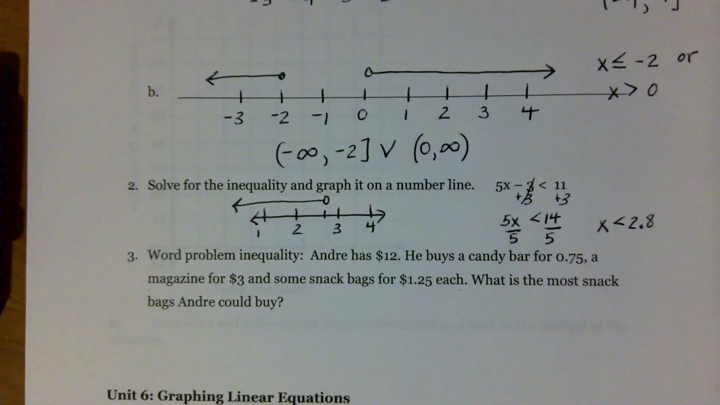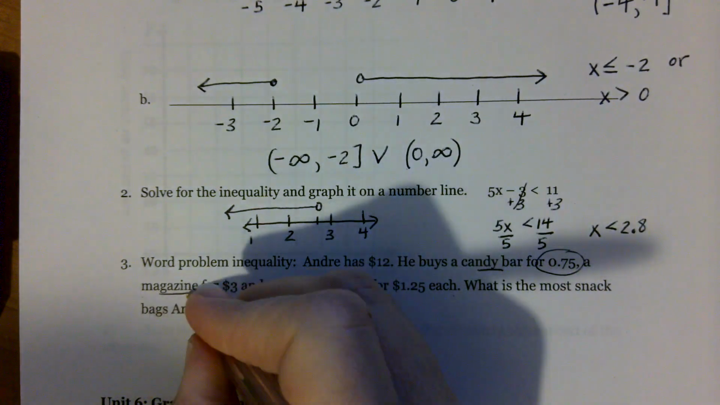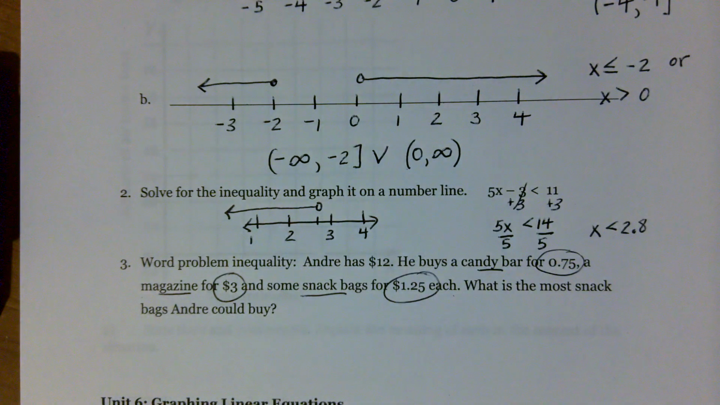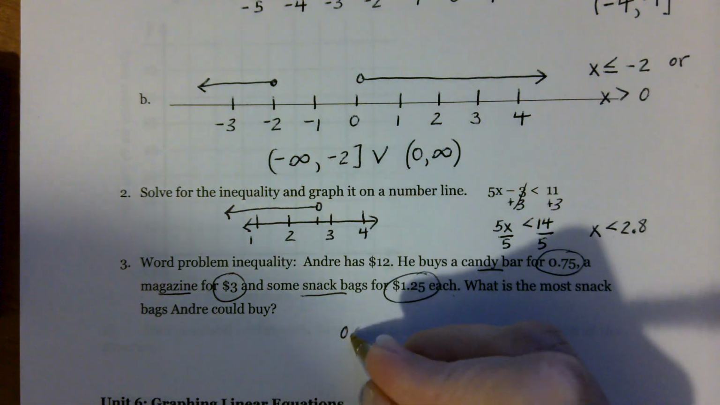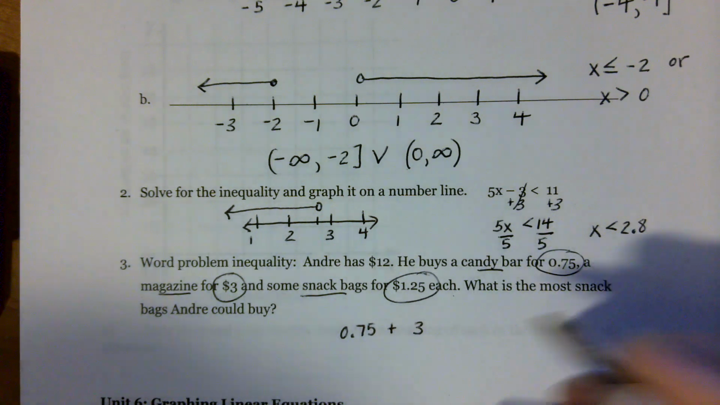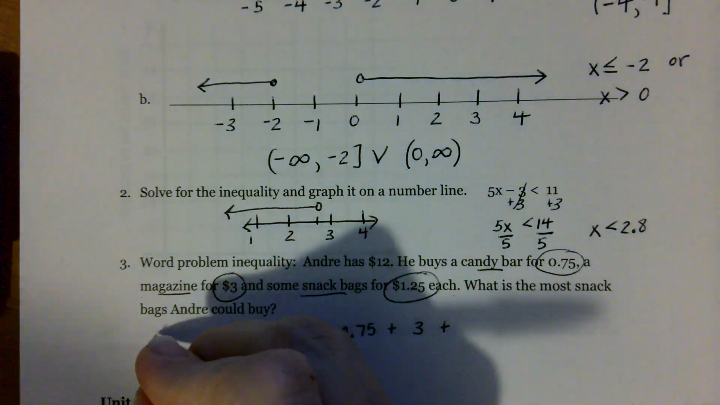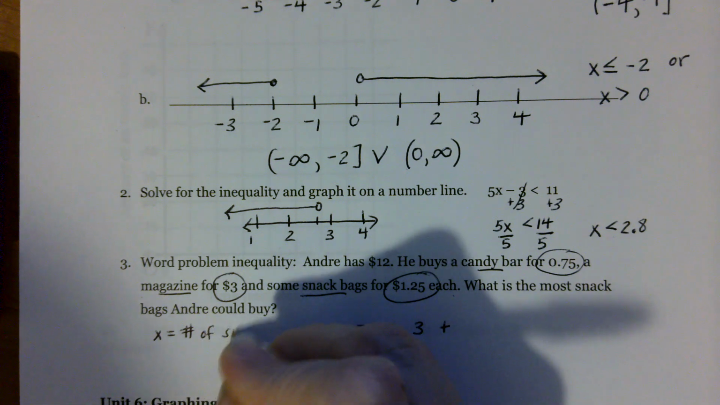Andre has $12. He buys a candy bar for 75 cents, a magazine for $3, and some snack bags for $1.25. What's the most snack bags Andre could buy? Well, think about it. He bought the candy bar for 75 cents. He also bought one magazine, and he bought some snack bags. We don't know how many, so x is going to equal the number of snack bags.